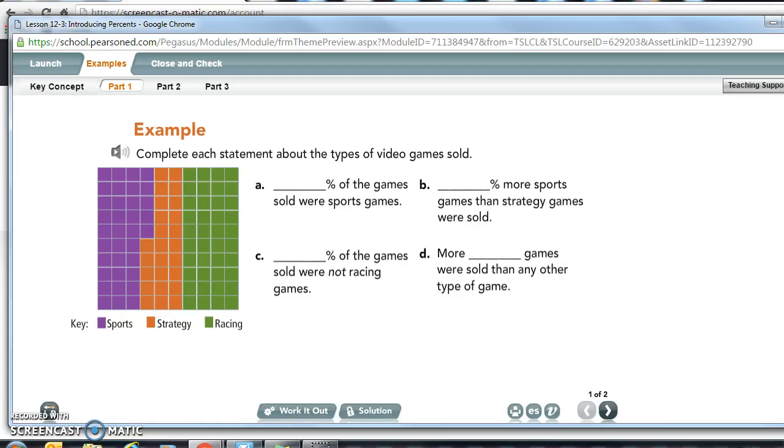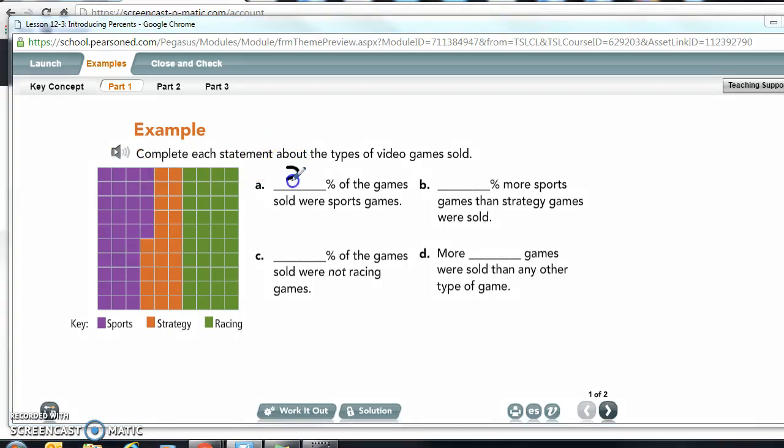Complete each statement about the types of video games sold. Blank percent of the games are sold to sports games. So I need to look down here, and purple is sports. Well, I know this column is 10, this is 10, and this is 10. So 10 plus 10 plus 10 gives me 30, 31, 32, 33, 34, 35. Well, I know 35% of the games sold were sports games. And I know that because this grid is out of 100.